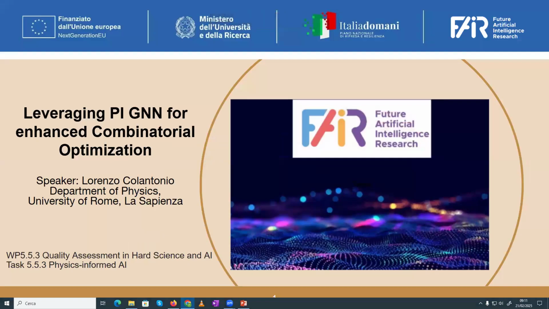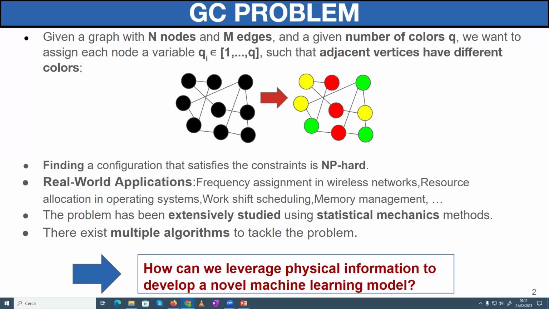Hello, everyone. My name is Lorenzo Colantonio, and today I would like to show you my work regarding leveraging physics-informed graph neural networks for enhanced combinatorial optimization. So let me start by introducing the problem we studied. We studied the graph coloring problem, a conceptually very easy problem.